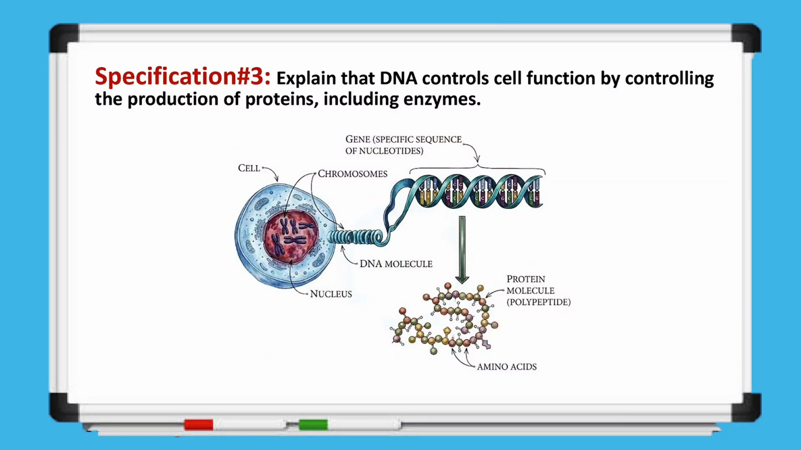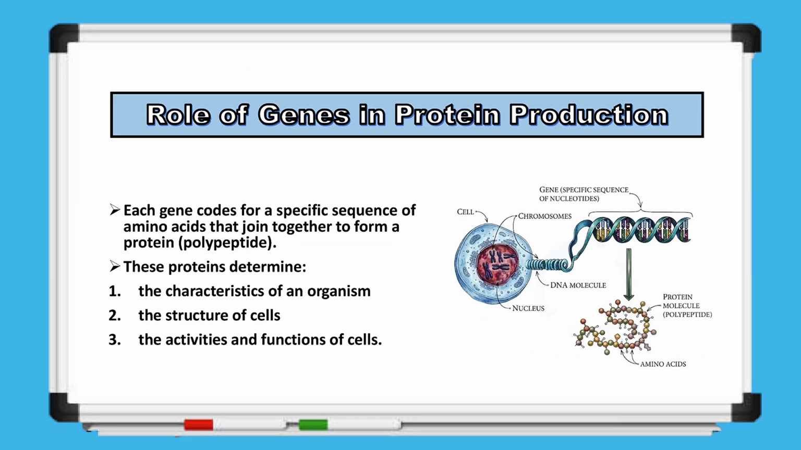Next, specification 3 asks us to explain how DNA controls cell function by controlling the production of proteins, including enzymes. We begin in the nucleus of the cell, where chromosomes are located. These chromosomes contain DNA molecules, and the DNA stores genetic information in the form of genes. A gene is a specific sequence of nucleotides on a DNA molecule. This sequence works like a code that gives instructions for making a protein.